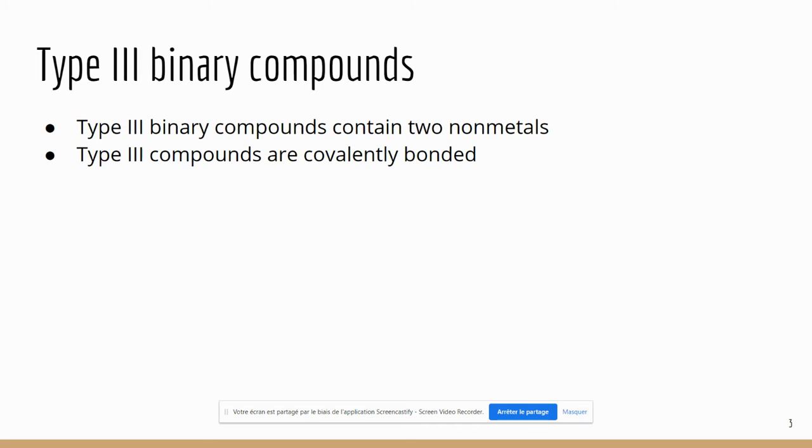Those are our ionic compounds. And now we're going to talk about type 3, which are our binary covalent compounds. There are other covalent compounds that are not type 3, but that's not what this video is about. So they're going to contain two types of nonmetals, and they will be covalently bonded.